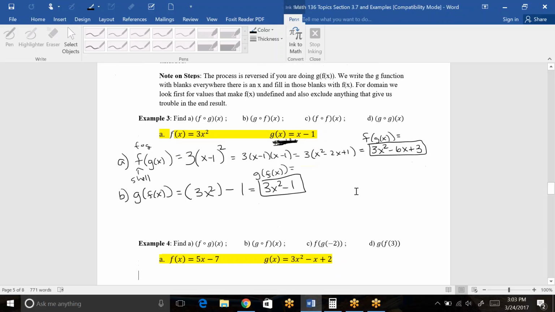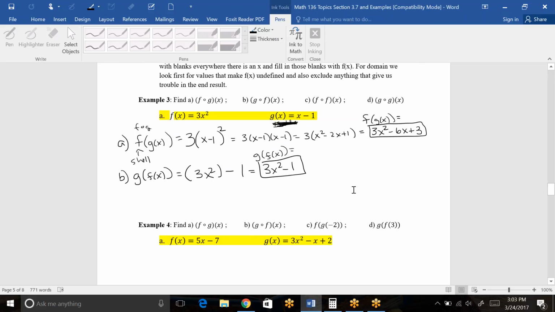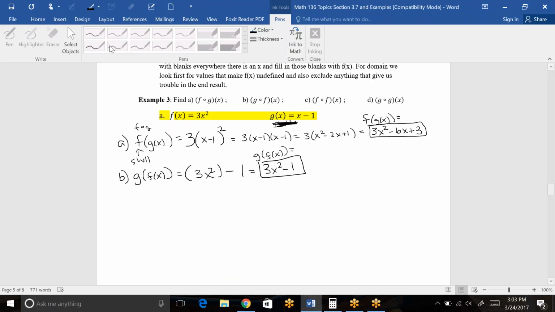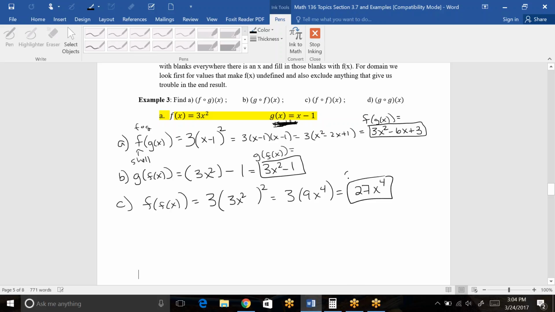You can also compose a function with itself. Now that's not always interesting, but you can do it. So C says do f of f. In other words, plug f into itself. So you write f as a shell again, and then inside the shell you write f again, so 3x squared. We square this, so this would be 3 times 9x to the 4th, and then we multiply. So notice that f of f is just 27x to the 4th.